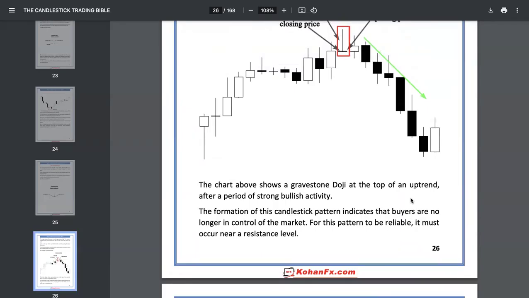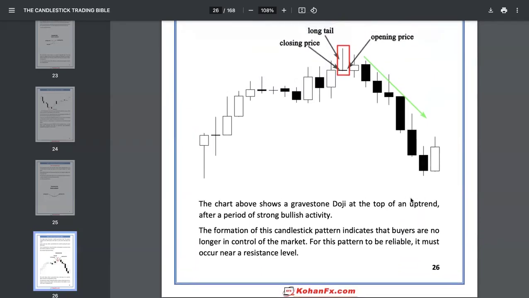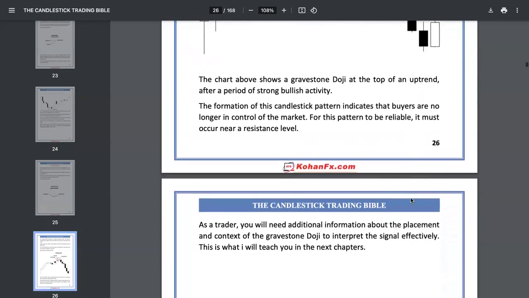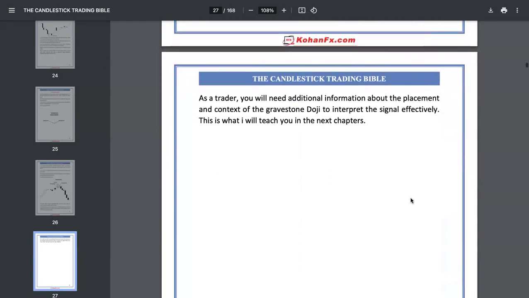For this pattern to be reliable, it must occur near a resistance level. As a trader, you will need additional information about the placement and context of the Gravestone Doji to interpret the signal effectively. This is what I will teach you in the next chapters.